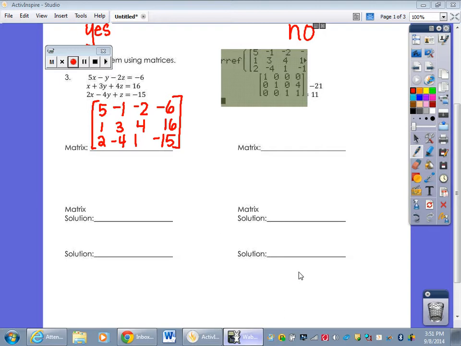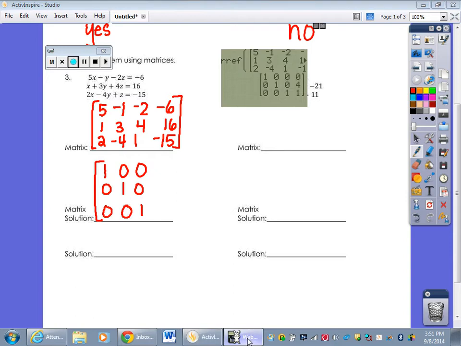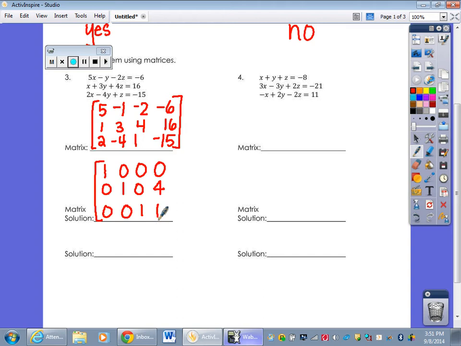So hit enter. Okay, so notice that on this one, we were looking in the solution for there to be basically a diagonal of 1s with zeros all around it. And then the last column is our solution. So in this particular one, we had 1, 0, 0, and notice there were 1s and then zeros, and it made like a triangle. And then for our solution, there was 0, 4, 1. So this was 0, this was 4, and this was 1.